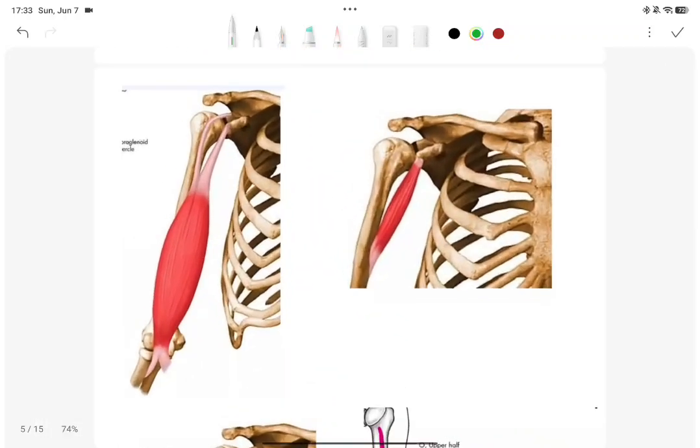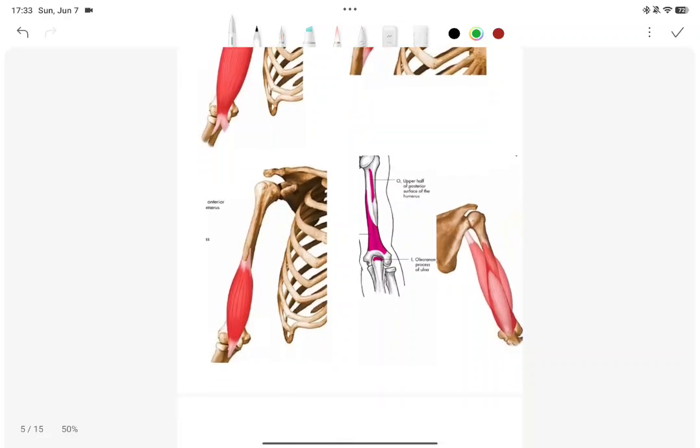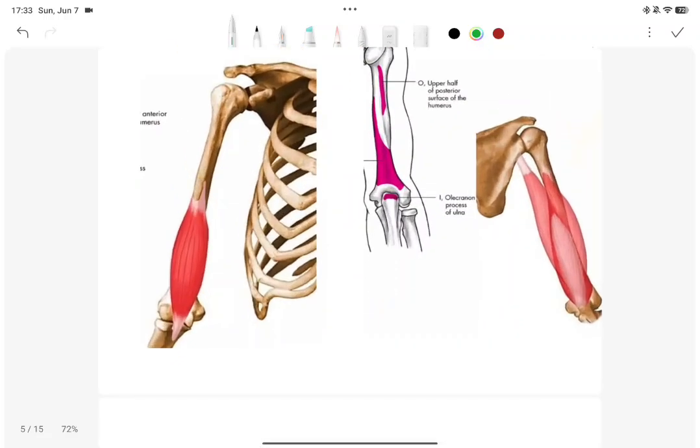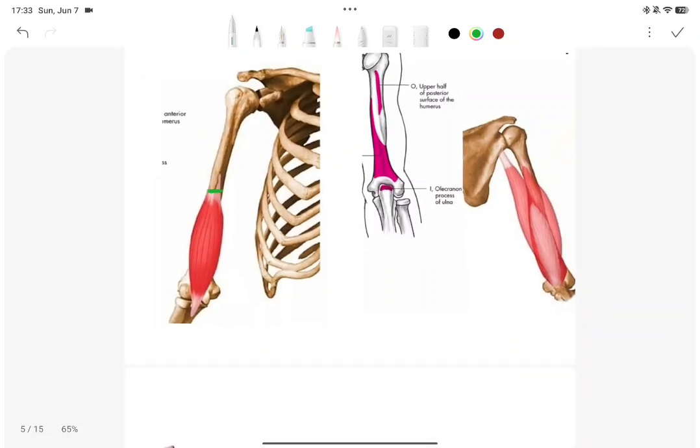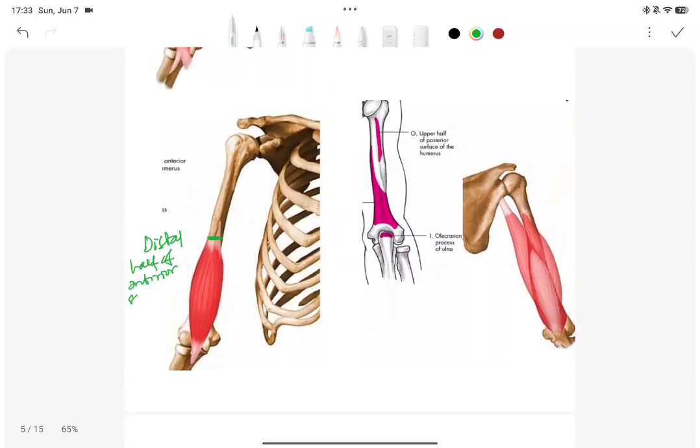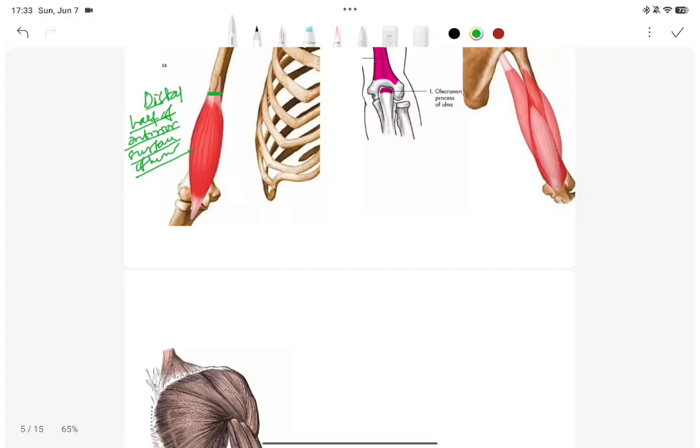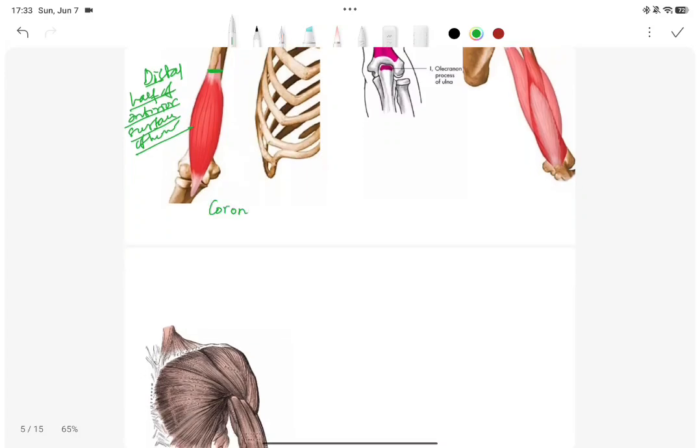Then there is another muscle, the brachialis. So now let's go to brachialis. Brachialis originates from the distal half of the anterior surface of the humerus. So this is the distal half of the anterior surface of the humerus, and it is inserted into the coronoid process and the ulnar tuberosity.